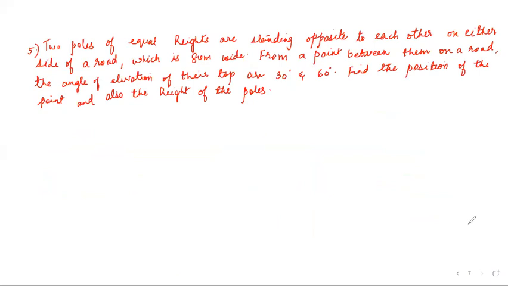Okay, now last question. Here we are not given the figure, so we will construct it. Two poles of equal height. So let me construct two poles of equal height are standing opposite to each other on either side of road. So on the opposite side of road, these are my two poles, which is 80 meter wide. So the distance between them is 80. From a point between them on the road, so let me take the two poles, A, B, C, D.